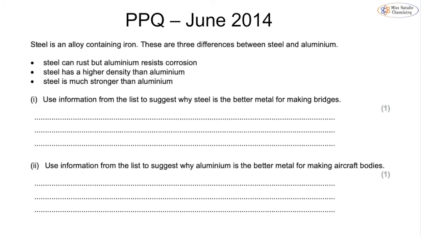So we want to use this information to suggest why steel is the better metal for making bridges. Now, we can talk about corrosion, because that is important, that we don't want our steel to corrode. However, it's not the best answer there. The best answer is linked to the strength. So steel is stronger than aluminium. So because the steel is stronger, we want to make our bridges out of that because, of course, we want our bridge to be extremely strong so that it doesn't collapse and cause any accidents.